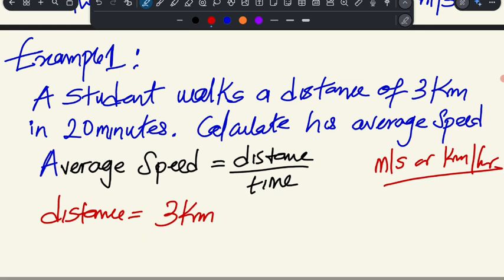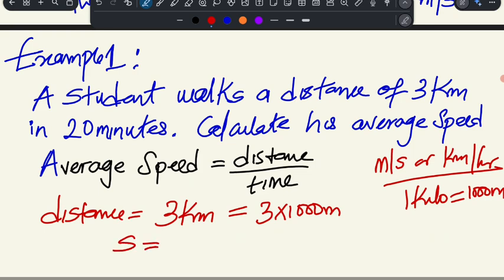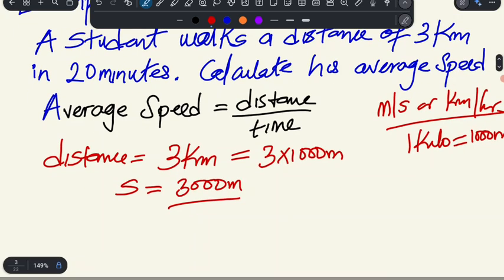If you are going for meter per second, what you need to do is convert the kilometer to meter. So 1 kilo is equal to 1,000 meters. So it will now be 3 times 1,000 meters. So our distance, which is x, will give us 3,000 meters. So that is our distance, and our time here we have to convert to seconds.